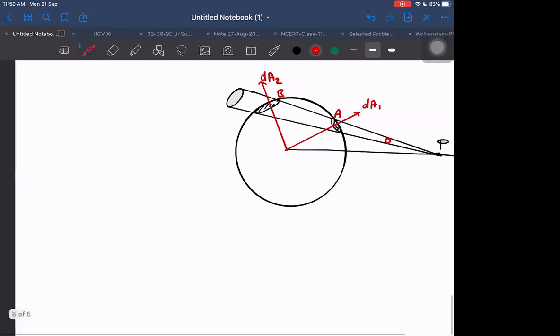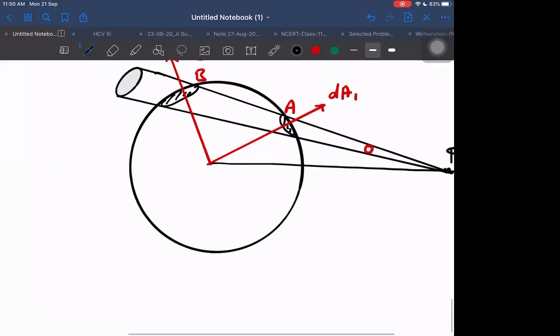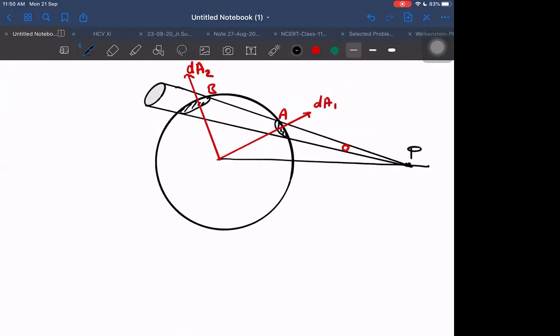Also, if I take a radial line along the axis, the same way as we did before, we have to take the component of dA2 perpendicular to this and dA1 perpendicular to this. And let us consider the angles now. This angle is theta. The other one will also be theta. Then this one will be theta. Then this one will be theta. Then we will get dA2 cos theta, dA1 cos theta, and we want to find out the field here.